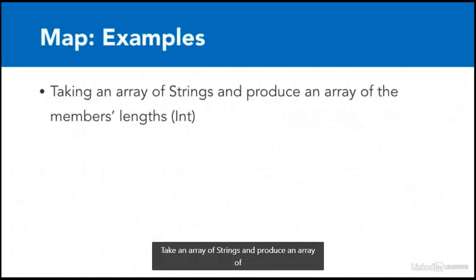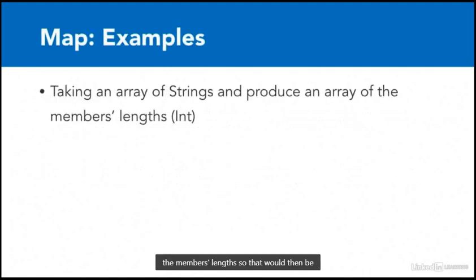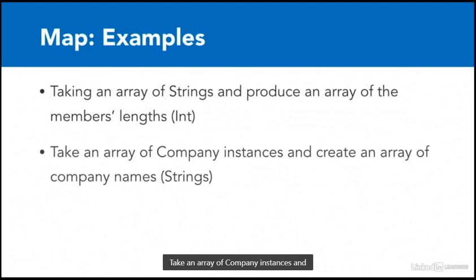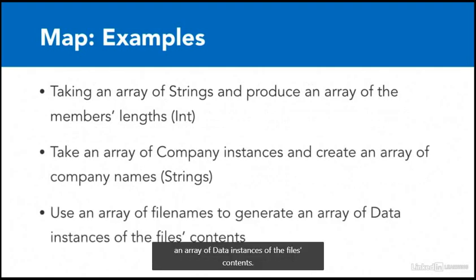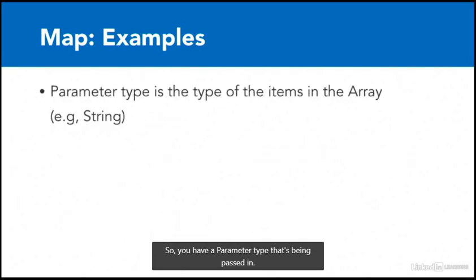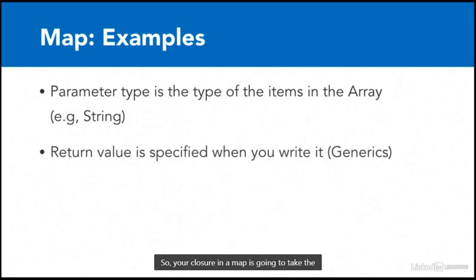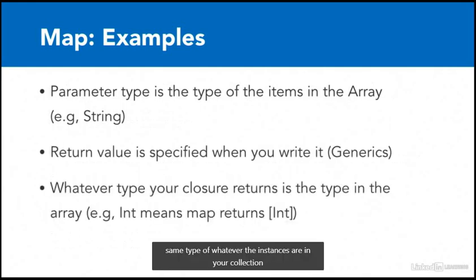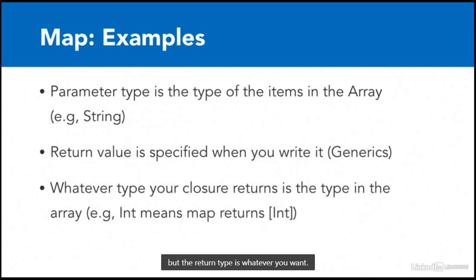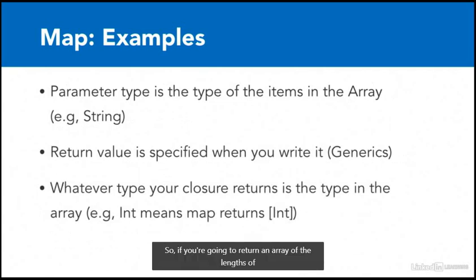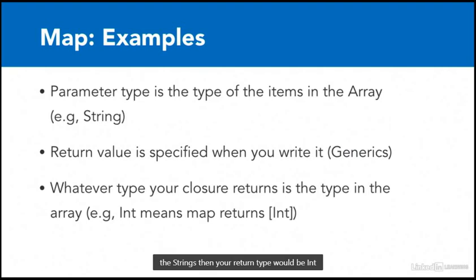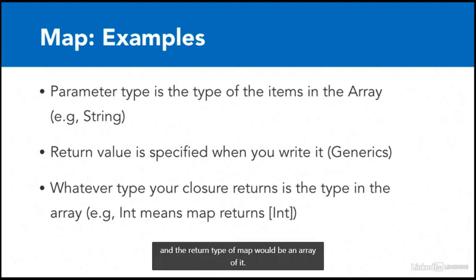Take an array of strings and produce an array of the members' lengths. So that would then be an array of strings to an array of ints. Take an array of company instances and create an array of company names, just the strings out of those instances. Or use an array of file names to generate an array of data instances of the file's contents. So you have a parameter type that's being passed in, and the type is the type of the array. So your closure in a map is going to take the same type of whatever the instances are in your collection. But the return type is whatever you want. So if you're going to return an array of the lengths of the strings, then your return type would be int, and the return type of map would be an array of ints.